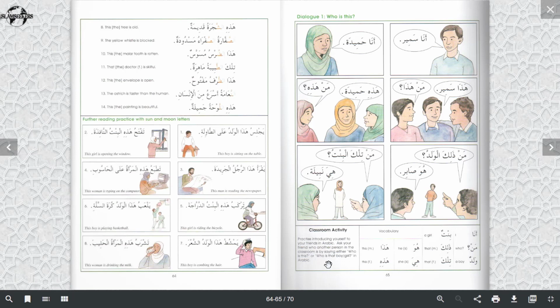Now listen to the vocabulary from this exercise. أنا. I or I am. من. Who or who is. ولد. A boy. بنت. A girl. ذلك. That or that is in the masculine form. تلك. That or that is in the feminine form. هو. He or he is. هي. She or she is. هذا. This or this is in the masculine form. هذه. This or this is in the feminine form.